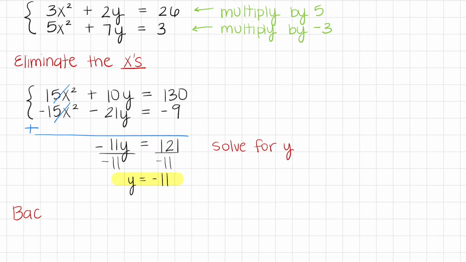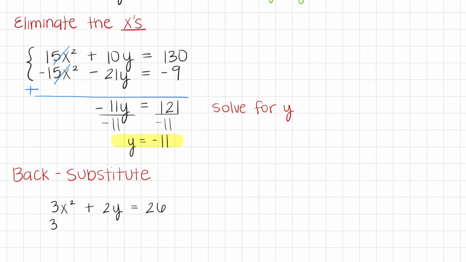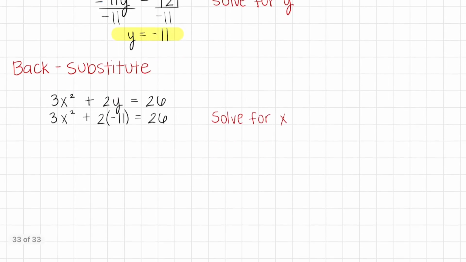So now we can back substitute. We found our y, so now we need to find our x. And to do that, we can take that y and plug it into one of our equations to solve for x. So let's pick that first equation on top. 3x squared plus 2y equals 26. And instead of that y here, let's plug in that negative 11. So 3x squared plus 2 times negative 11 equals 26. And now we can solve for x.